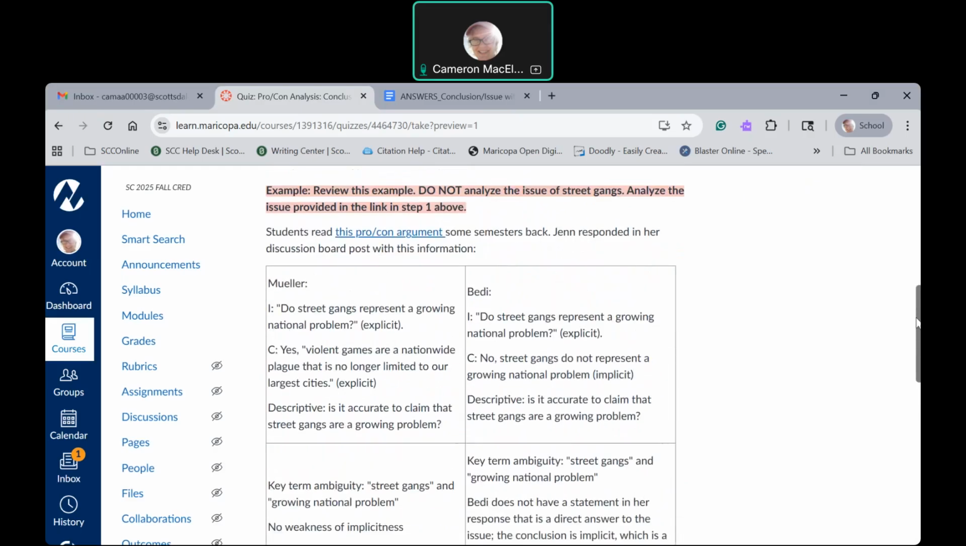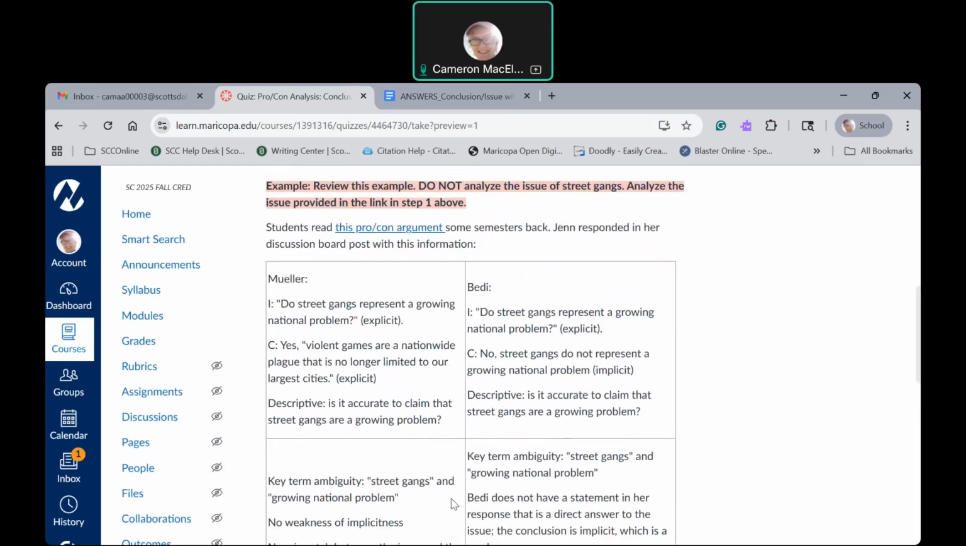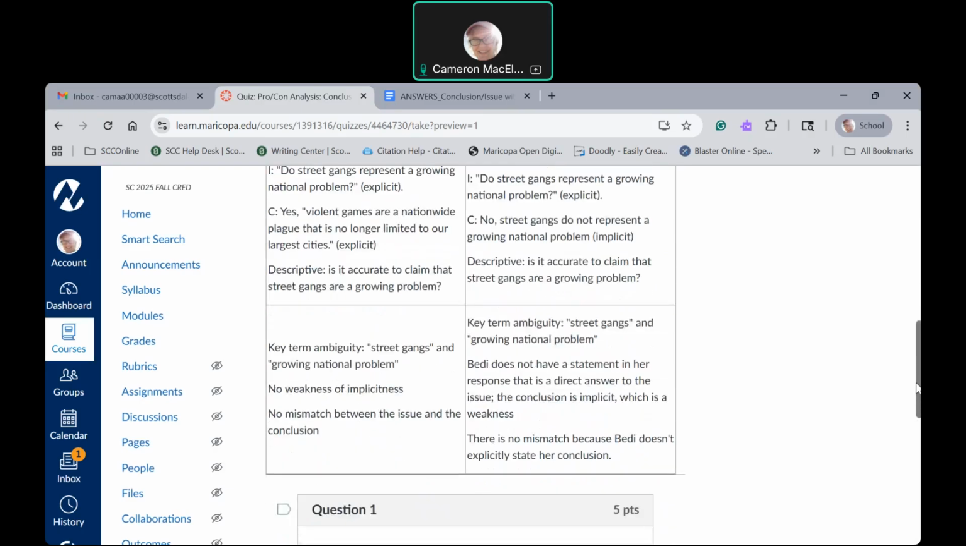We can take a look here at Jen's. You can see she just has her table out here. She identified the explicit issue. All pro-cons have the explicit issue at the top. She put them in quotes. In this case, her pro had an explicit conclusion, her con did not, so you can see one's in quotes, one is not. She identified them as a pair as descriptive. Then she identified the key terms and that there were no weaknesses of implicitity or a mismatch.